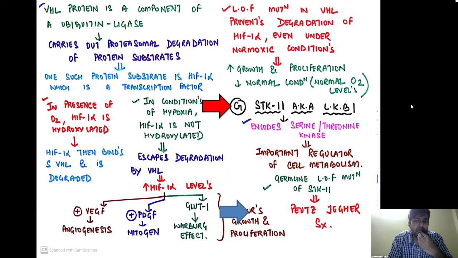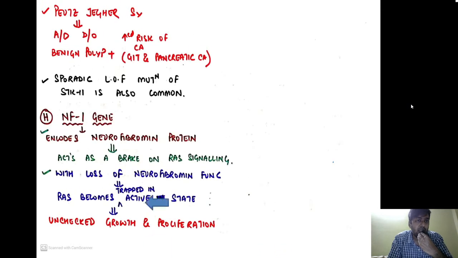The next tumor suppressor gene is the STK11 or LKB1 gene. It encodes a serine threonine kinase, which is an important regulator of cell metabolism. Germline loss of function mutation of STK11 leads to a syndrome called Peutz-Jeghers syndrome. This syndrome is an autosomal dominant disorder characterized by multiple benign polyps, and it is also associated with increased risk of other cancers like gastrointestinal and pancreatic carcinomas. Sporadic loss of function mutation of STK11 is also common.